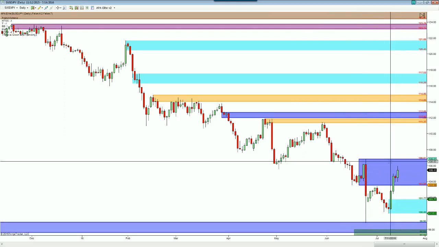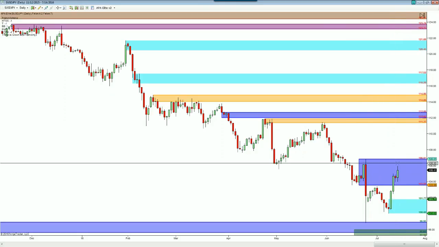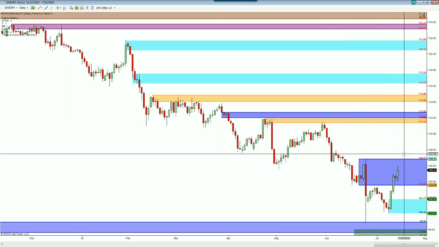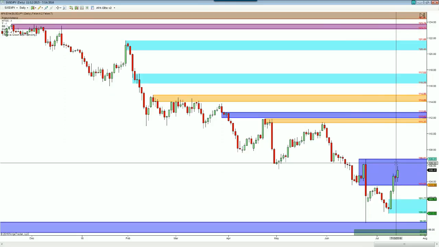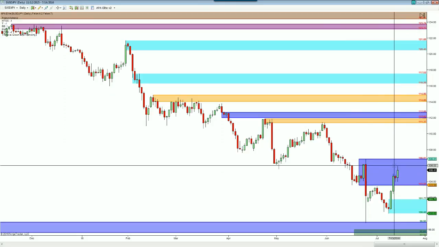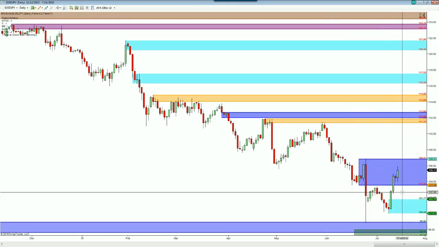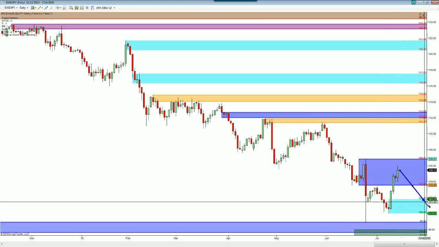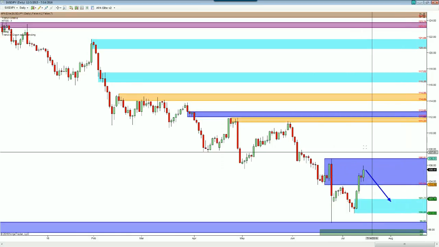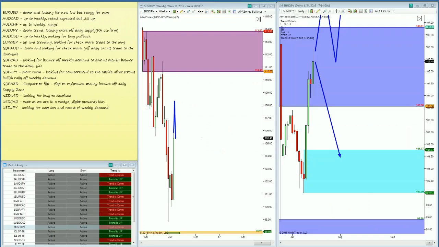So I expect this level, if we don't find sellers here in the near term, it's going to get violated, and we're going to continue to the upside. So two ways you can look at this market: finding sellers here in the top third of this level and pushing it back down, or the level being violated and continuing to the upside. That's how I look at this market right now.